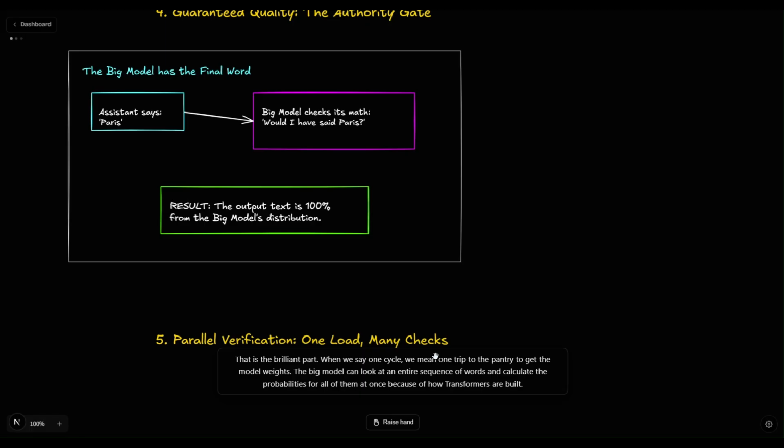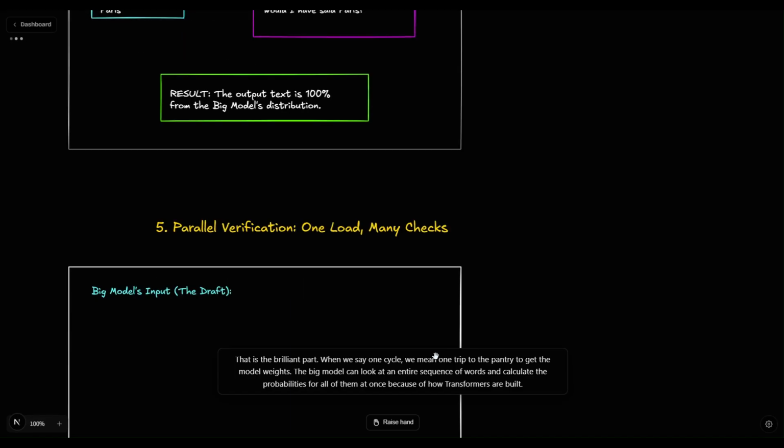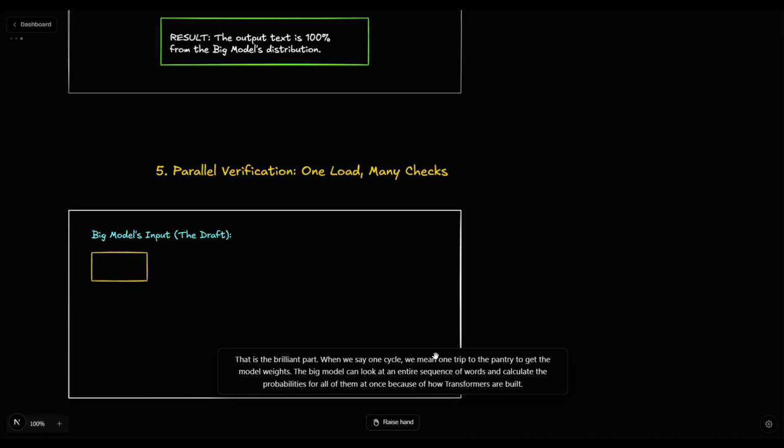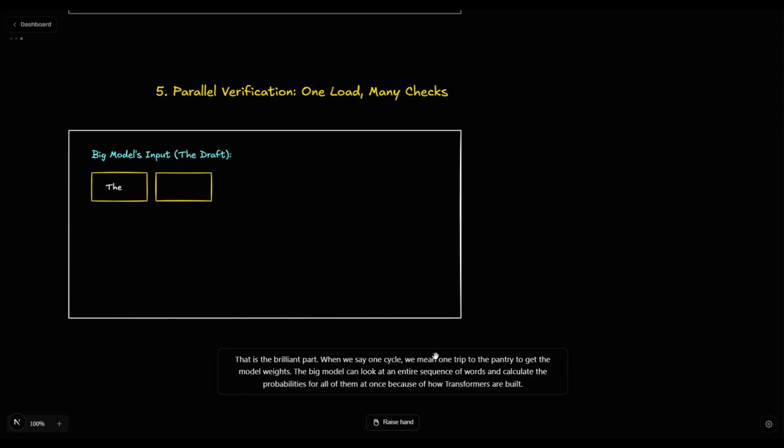That is the brilliant part. When we say one cycle, we mean one trip to the pantry to get the model weights. The big model can look at an entire sequence of words and calculate the probabilities for all of them at once because of how transformers are built.